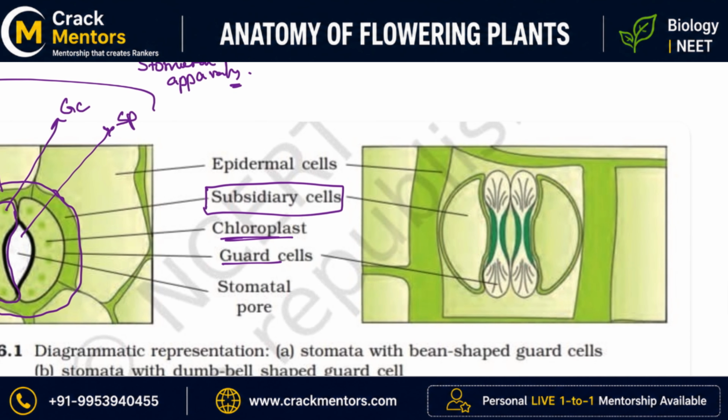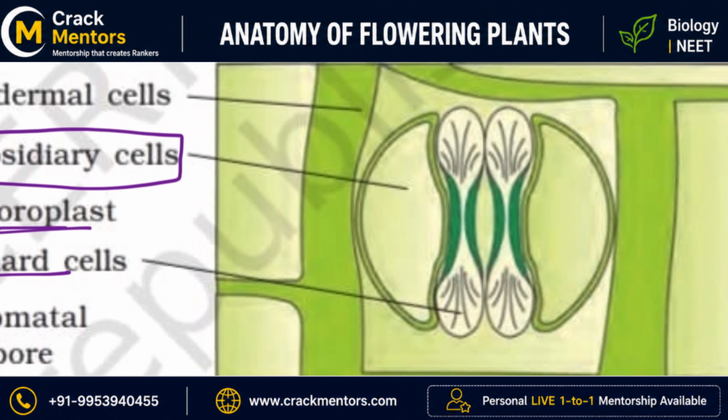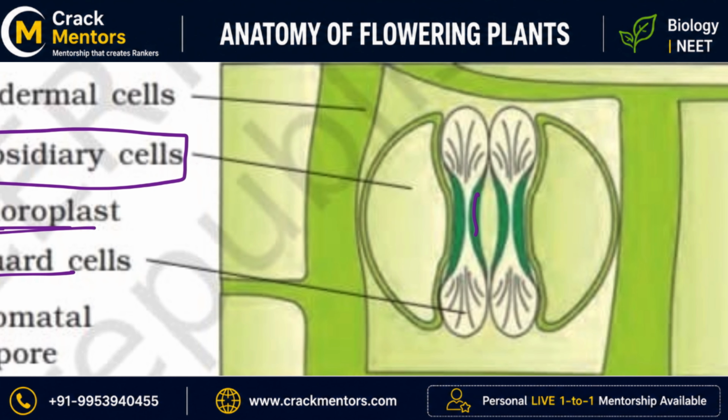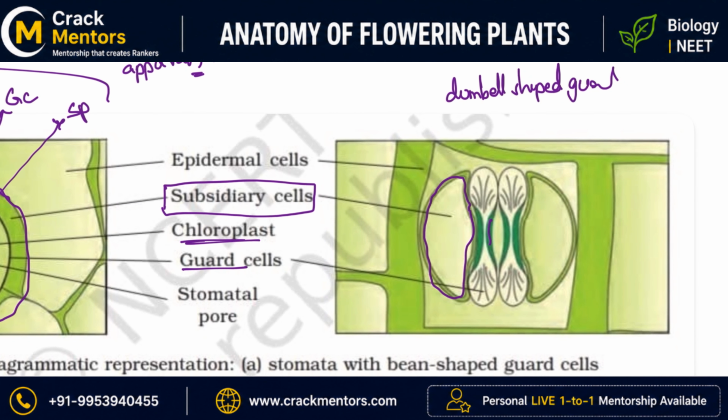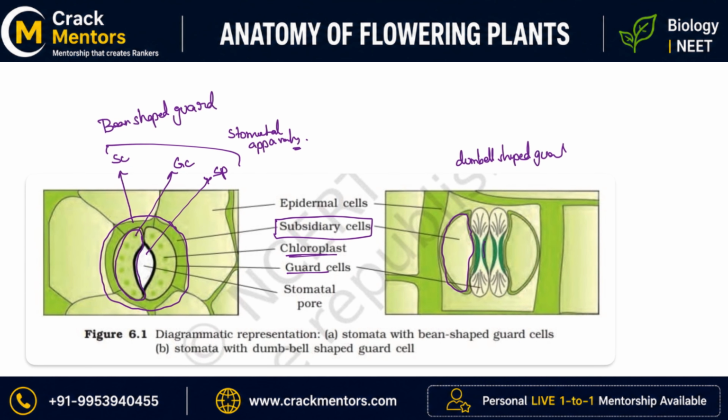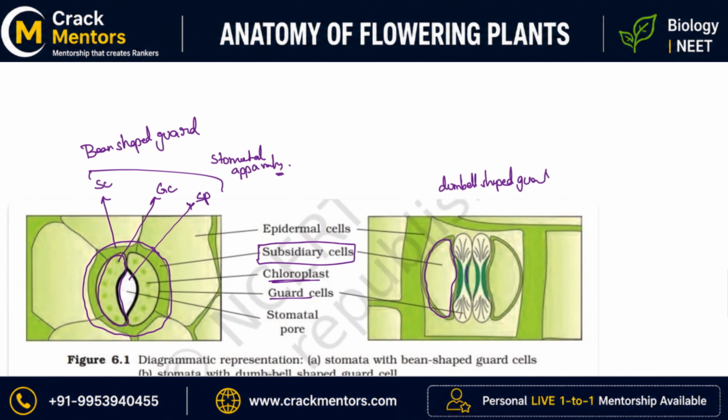So coming to the grass. In grass what do we have? We have a dumbbell shaped guard cell. Even in the dumbbell shaped guard cell you can see the inner wall is thicker and the outer wall is thinner. So here these cells around it are the specialized epidermal cells, or the subsidiary cells. Okay, so now we have seen the structure of stomata also.